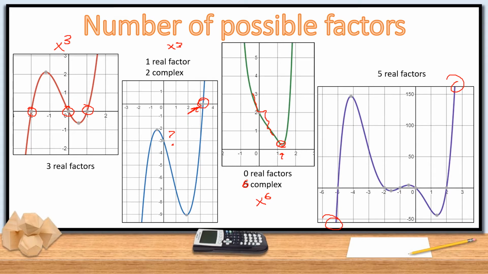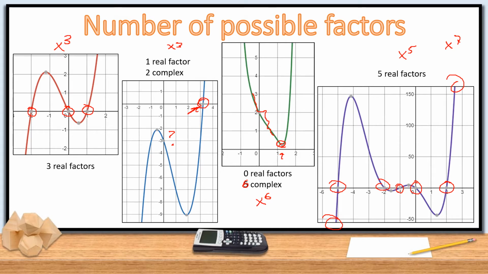And then the last one, this would be an x to the power of 5. So we've got 1, 2, 3, 4, 5 zeros, all real. And I'm just saying I know they're all real because I made this, so this was an x to the power of 5. If it had been like an x to the power of 7, we might say, oh, there's 2 complex solutions in here somewhere as well. We just can't see where they are.